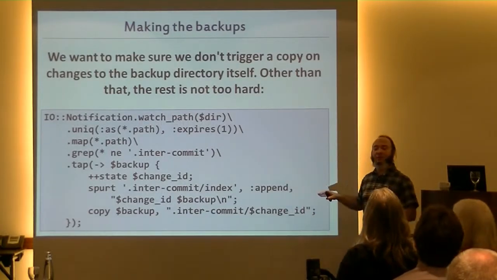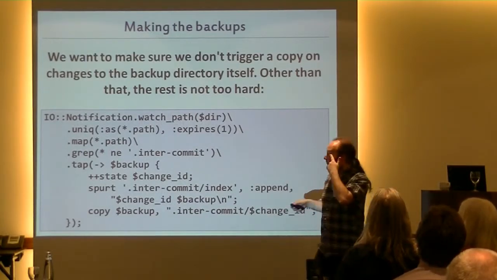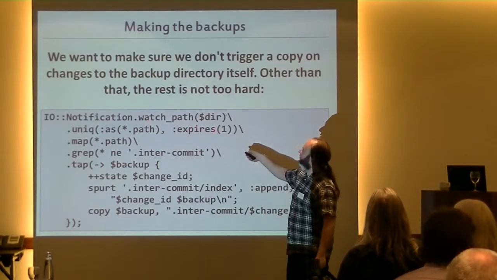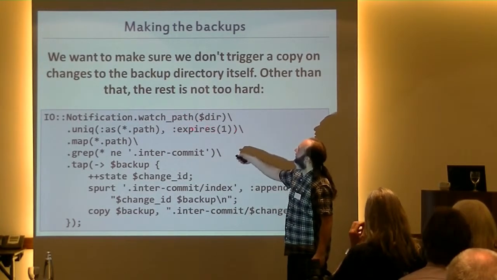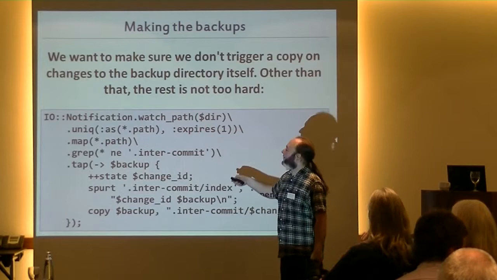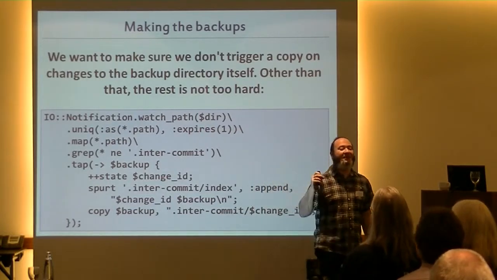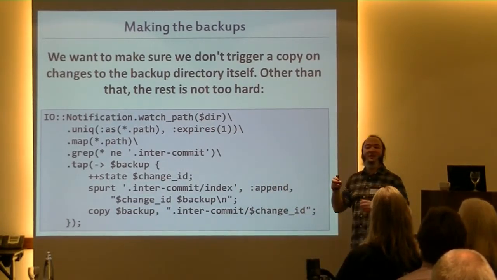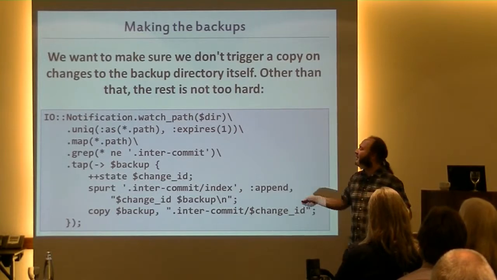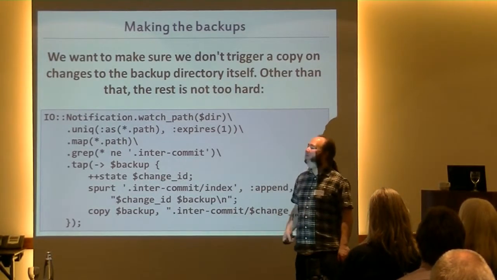It looks like a bit of code, but let's just take it step by step. The first two we'll see: we watch the file, it expires after a second. Now I'm only interested in the path itself. I'm not interested in the whole change object, just the path. So I'll map out the path.